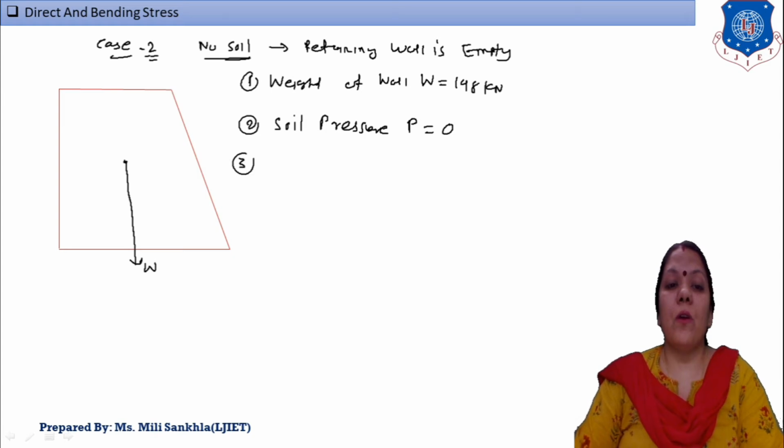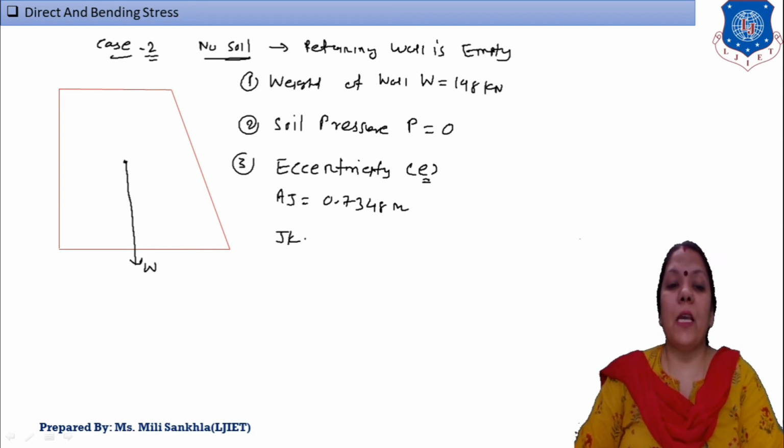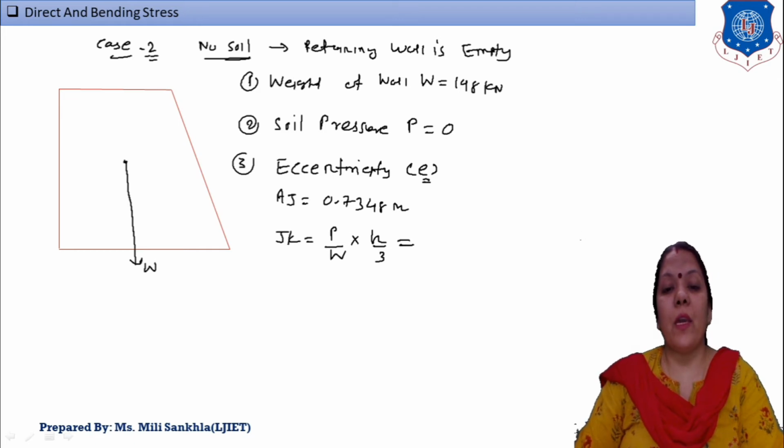Now third, we find eccentricity E. For eccentricity E, the self weight of the structure is present. Aj we already found out, and the value of this Aj is equal to 0.7348 meter. And Jk, what is the equation of Jk? Jk is equal to P by W into H by 3. Here the value of P is equal to 0, so our answer of Jk is also 0.